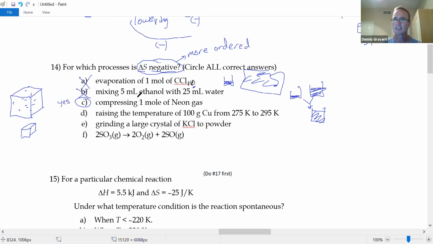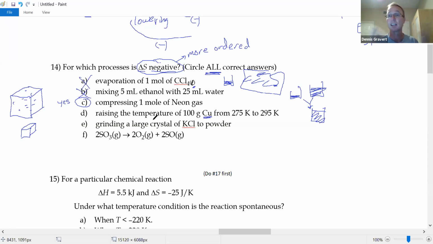Am I done? Read the question. It says circle all the correct answers, so there might be more correct answers. Let's find out. Letter D, raising the temperature of 100 grams of copper. You can go to the periodic table, or just know that that's just an atom. 100 grams of these atoms from 275 to 295.